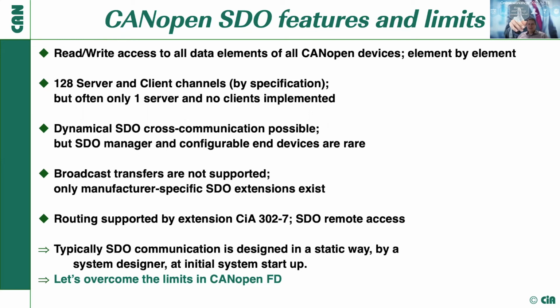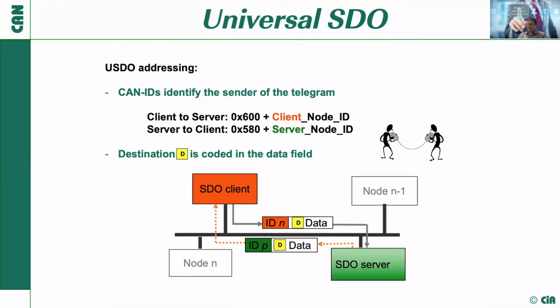One of the most limiting factors in CANopen SDO communication is that always the server determines the CAN identifiers that are used in our SDO default communication. In CANopen FD, we wanted to overcome these limitations, and we now have more processing power on the CAN controllers. Therefore we communicate with the CAN identifier determined by the sender, not by the server. And the destination of this CAN frame is coded in the first data byte of the related CAN frame.